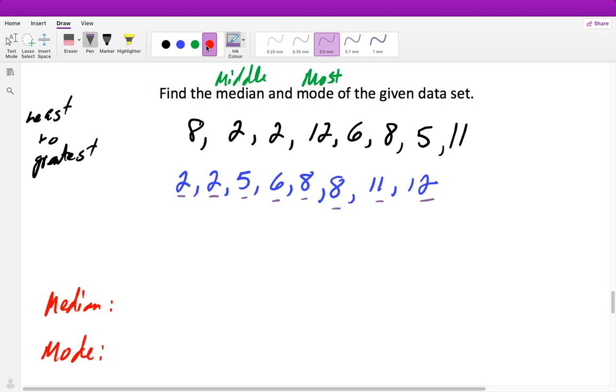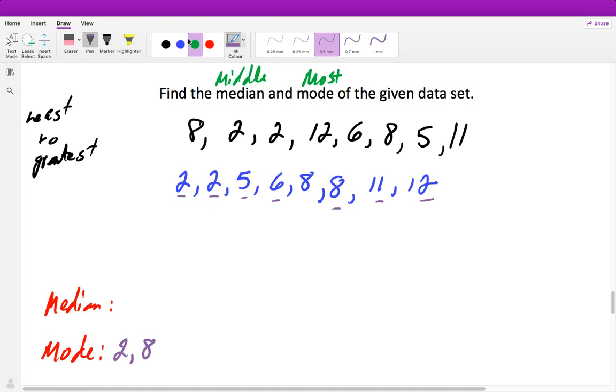So I'm going to go ahead and circle these in red. I see I have two 2s and I have two 8s. Since they both occur the exact same amount of times, two each, that means my mode is both my 2 and my 8. So in this case, I can have two modes. They both occur the exact same amount.